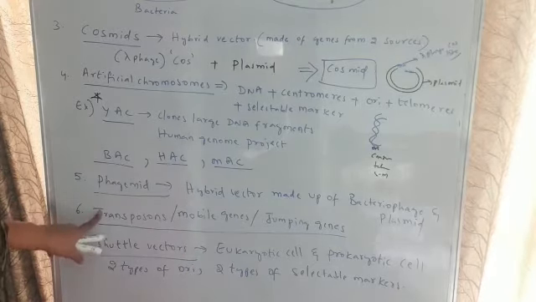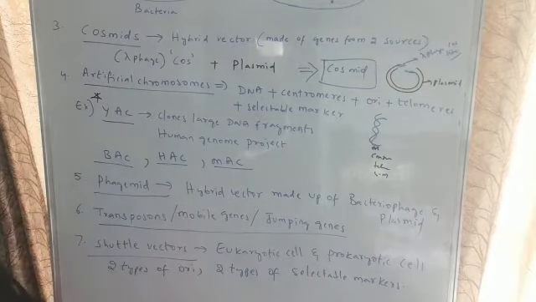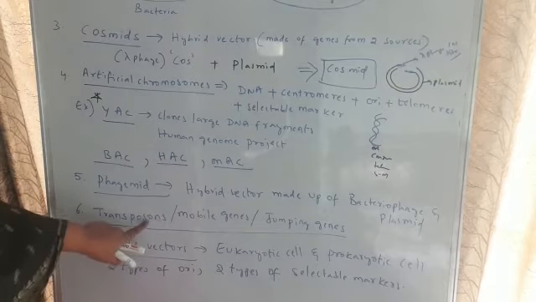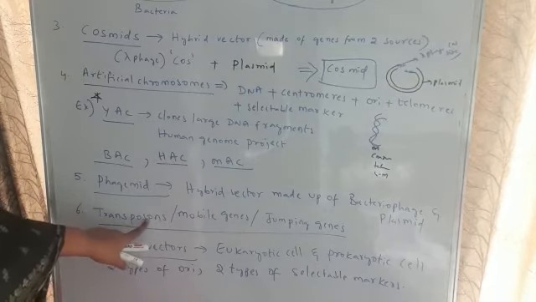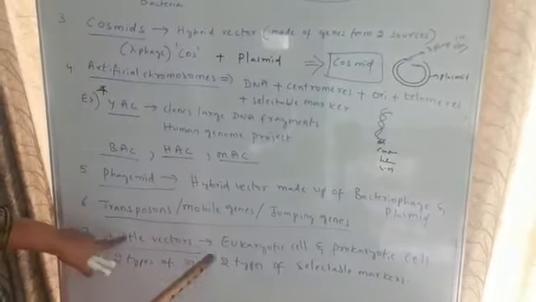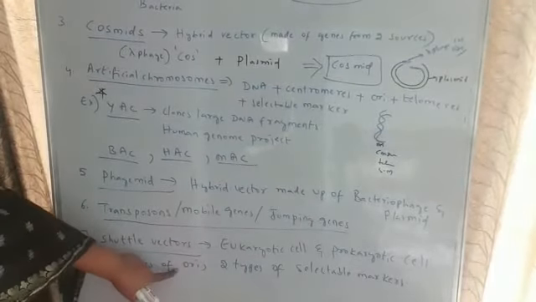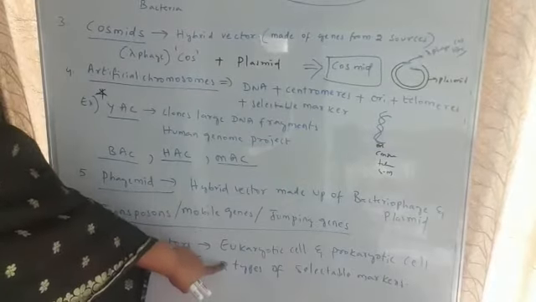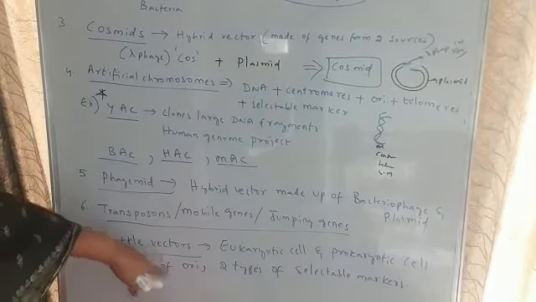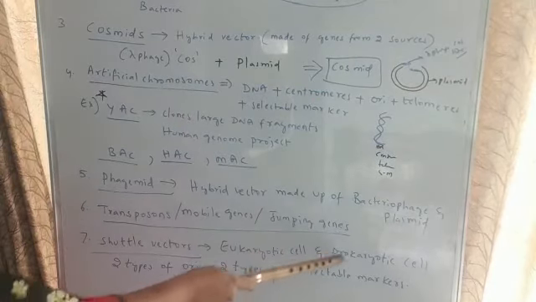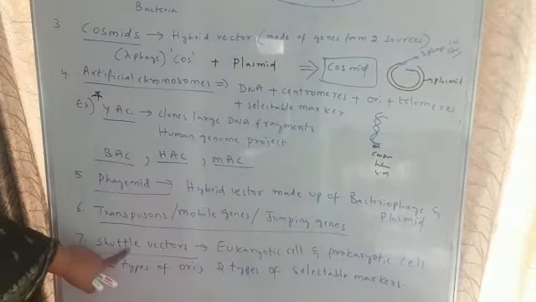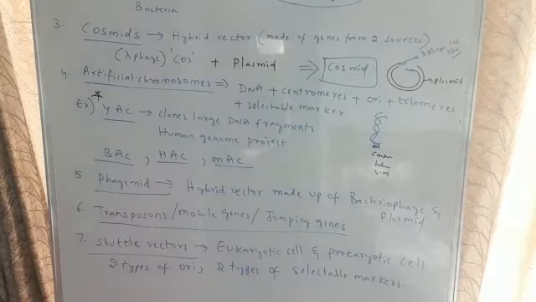So these transposons or mobile genes or jumping genes are the DNA sequences which usually jump from one location to the other location. Now these transposons can also be used as cloning vectors. And another type is shuttle vectors. Now what are these shuttle vectors? These kinds of vectors have two types of origin of replication and two types of selectable markers, such that these vectors can be used for both eukaryotic cells and prokaryotic cells. So these shuttle vectors are used for both eukaryotic as well as prokaryotic cells.